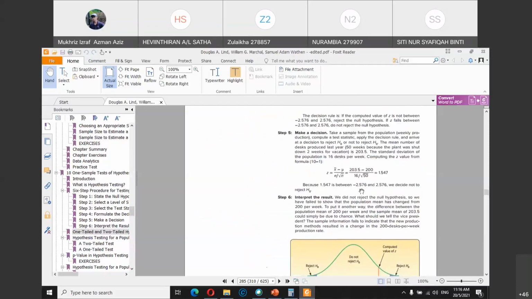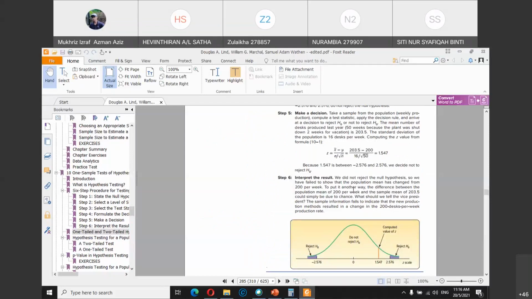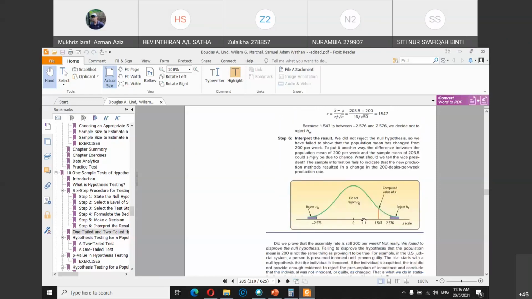Because it is less, you cannot reject. This is what you have covered just now: you calculate the Z value and compare it against the critical value. If the calculated value is inside the area of rejection, then you reject. If the value is less than the critical value, then you do not reject H0. That is one method. The second method is to use the p-value. So what is the p-value?